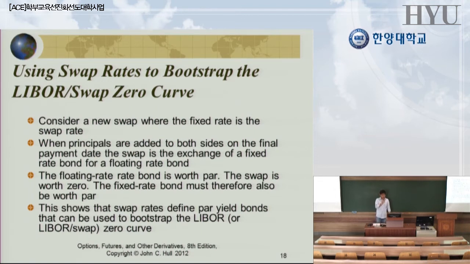This is the LIBOR swap zero curve concept, and basically it is talking about how to bootstrap this curve using the swap rates. To have a better understanding, just consider a new swap where the fixed rate is the swap rate; it is worth 0. And when the principals are added to both sides on the final payment date, the swap is the exchange of a fixed rate bond for a floating rate bond. So if the floating rate bond is worth par and the swap is worth 0, then the fixed rate bond must also be worth par. So this shows that swap rates also define par yield bonds that can be used to bootstrap the LIBOR zero curve.